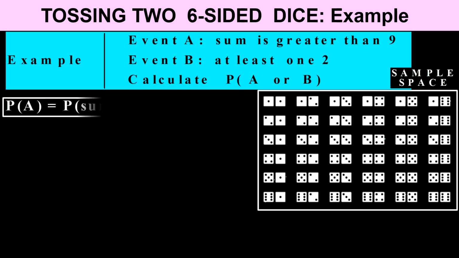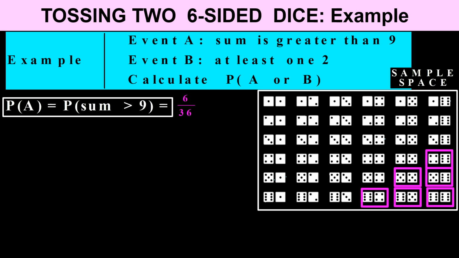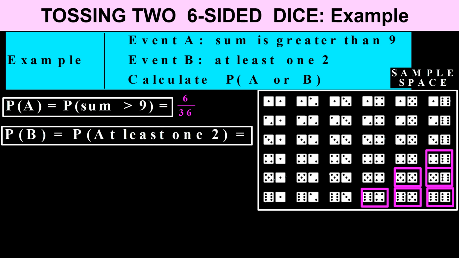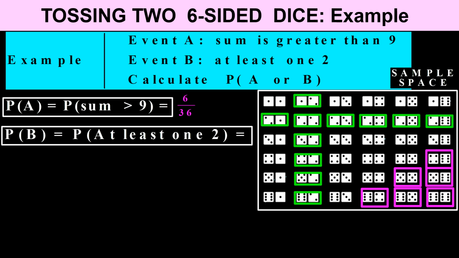So let's look at the case where we have probability of a sum greater than 9. Where do we see a sum greater than 9? Let's look. That's where we get a sum greater than 9. So the probability there would be 6 over 36. Let's look at the other one. We want at least 1, 2. Let's see, where do we have at least 1, 2? That's where we have at least 1, 2. And if we count that, the probability there would be 11 over 36.